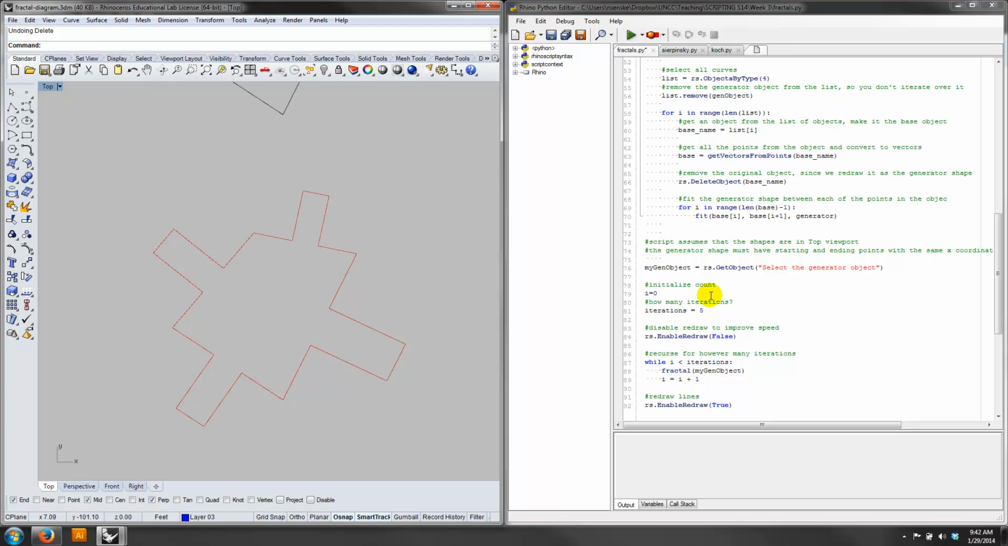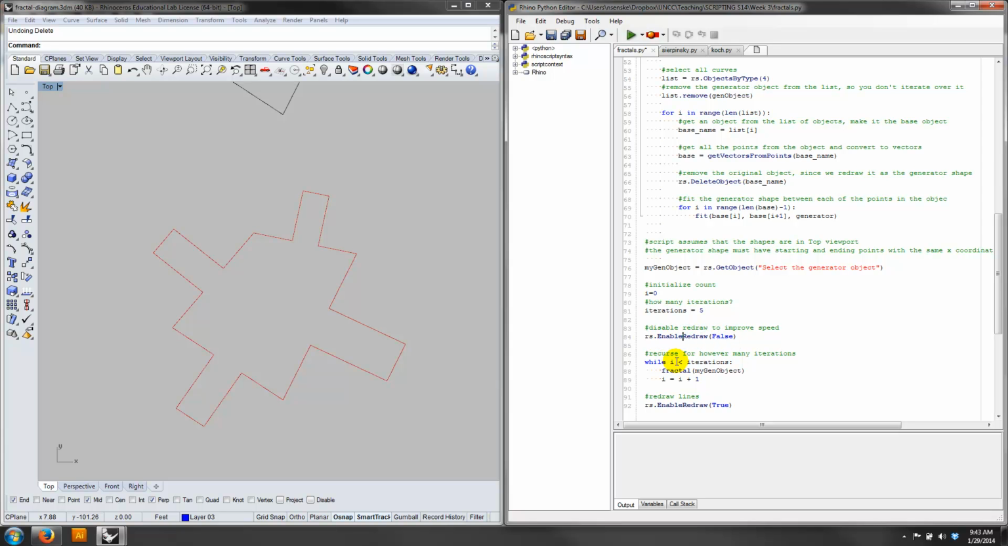The way that we actually run the Fractal program is where that recursion comes from. First of all, we get the object, so that's going to be my gen object. We're going to use a while loop in this case, and I've set a counter, so I've got 0 as i. I'm going to say 5 iterations, so that's the number of times that we're going to run the Fractal. And I'm going to do a little trick here, because it gets very slow if it had to draw everything in front of us. So I'm going to disable the redraw by saying enable redraw false.